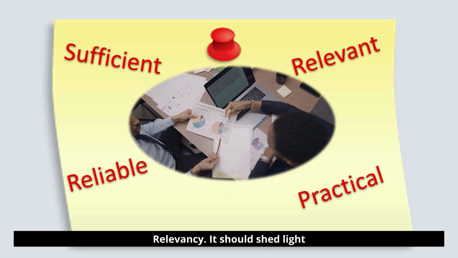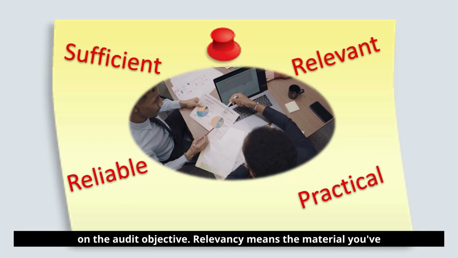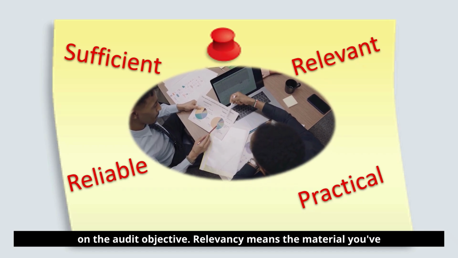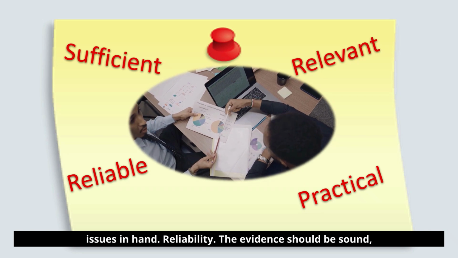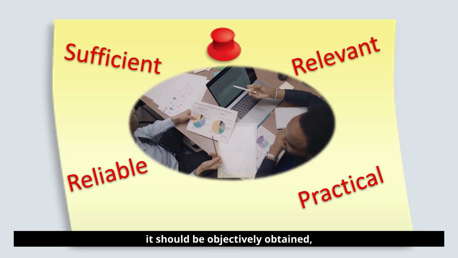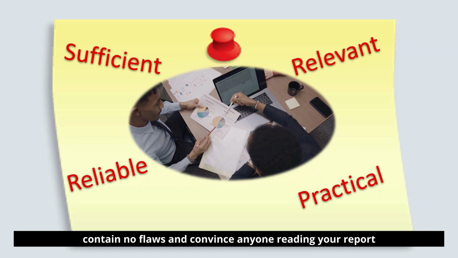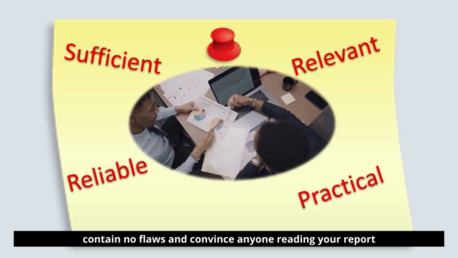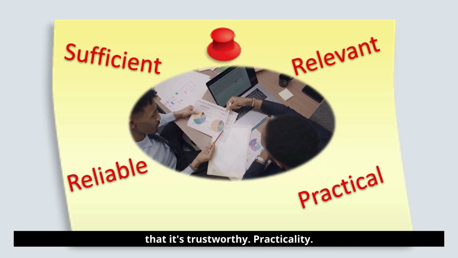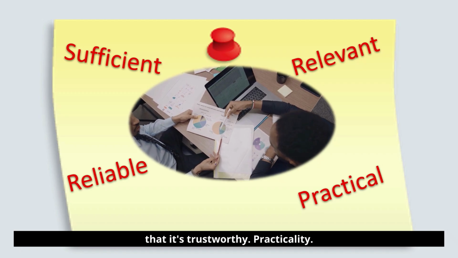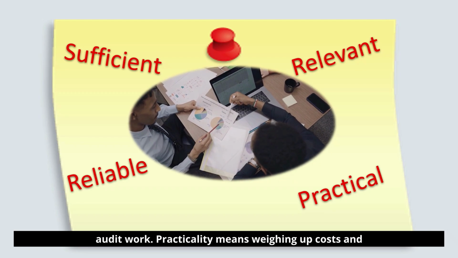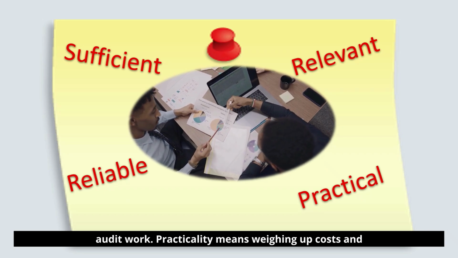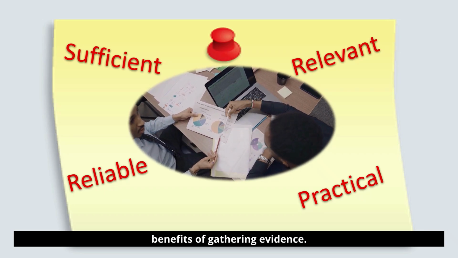Relevancy. It should shed light on the audit objective. Relevancy means the material you've gathered relates to the issues in hand. Reliability. The evidence should be sound, it should be objectively obtained, contain no flaws, and convince anyone reading your report that it's trustworthy. Practicality. You can only access the available evidence, and there must be a sensible cutoff for all audit work. Practicality means weighing up costs and benefits of gathering evidence.